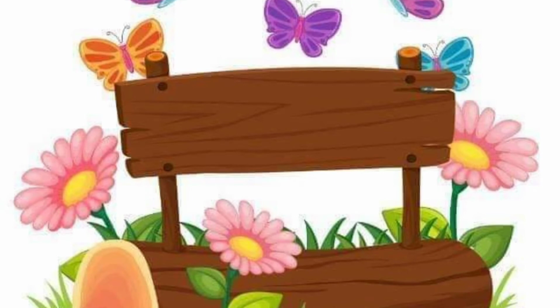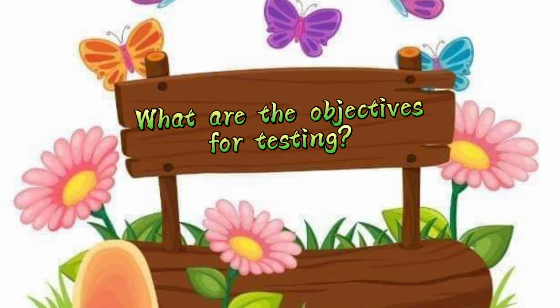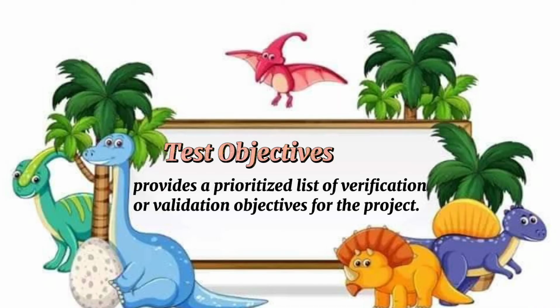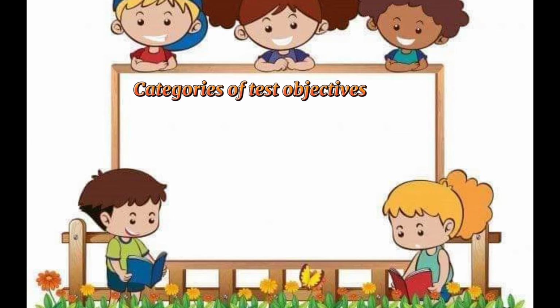Now let's move on to the second topic. What are the objectives for testing? As defined, the test objectives provide a prioritized list of verification or validation objectives for the project. So the first step in the test planning process is to document the high-level test objectives. So you use this list of objectives to measure testing progress and verify that testing activity is consistent with project objectives. So test objectives can typically be grouped into the following categories.